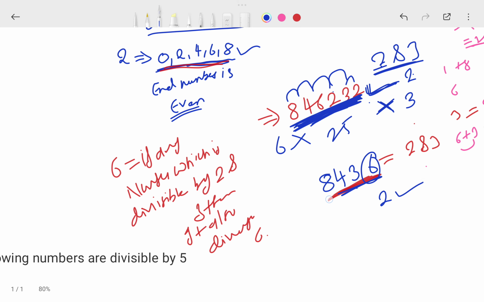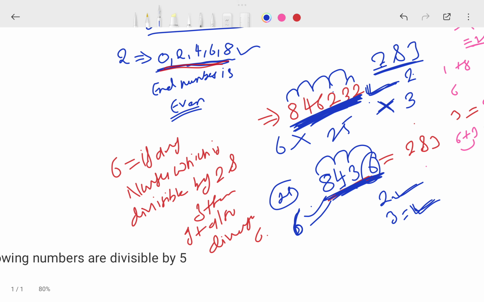Okay, if you want to check whether this is divisible by 3 or not, you have to add 8 plus 4, this is 12, 12 plus 3 is 15, 15 plus 6 is 21. In the 3 table, is 21 there? Yes, it is there. It means that this is also divisible by 3. It means that this number 8436 is divisible by 2 and also by 3. It means that it is possible to divide by 6. It is also divisible by 6.